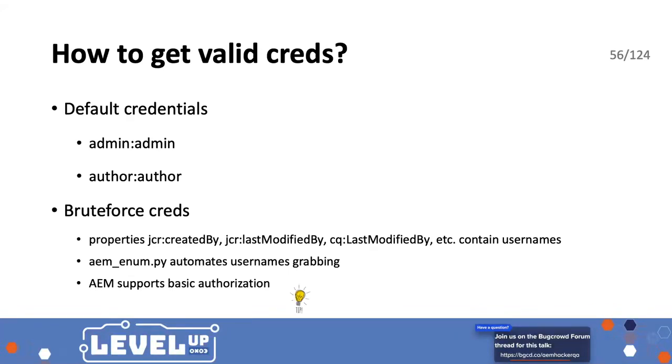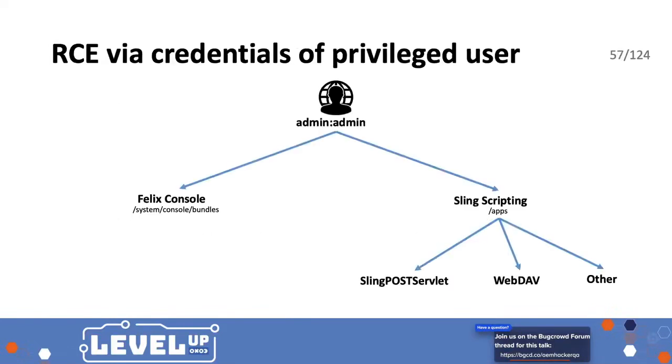You can easily grab valid usernames from properties of JCR nodes. Nodes usually have properties such as jcr:createdBy and jcr:lastModifiedBy, which contain usernames. If you have credentials of a privileged user, you can get RCE. There are several possibilities for it.